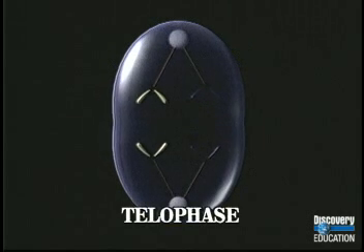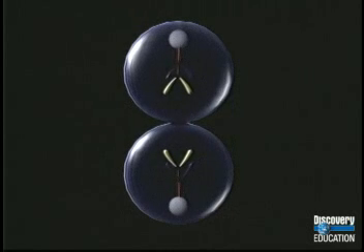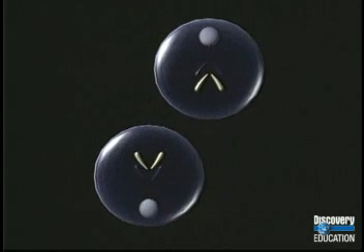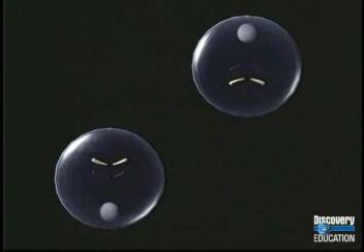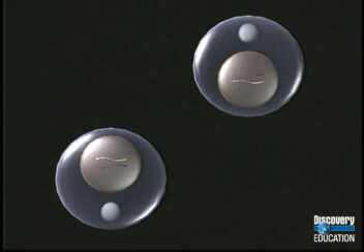During the final phase, telophase, the new chromosomes move into their relaxed state and nuclear material forms around them, making two new nuclei. The cytoplasm splits into two equal parts, completing the division of one cell into two.